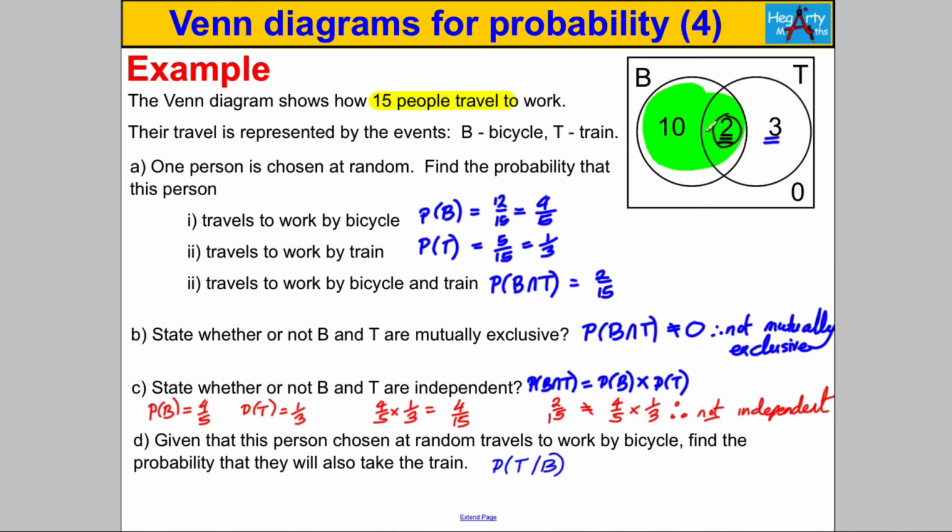So the probability that they took the train, given the fact you know they're in this circle anyway, there are 2 options to take the train out of a total of 12 here. So this is simply the case of saying the probability of the train, given that they are in the bicycle, is going to be equal to 2 options out of a total of 12 on the bicycle, which actually simplifies to 1/6. Okay, and we're done. Right, next question.